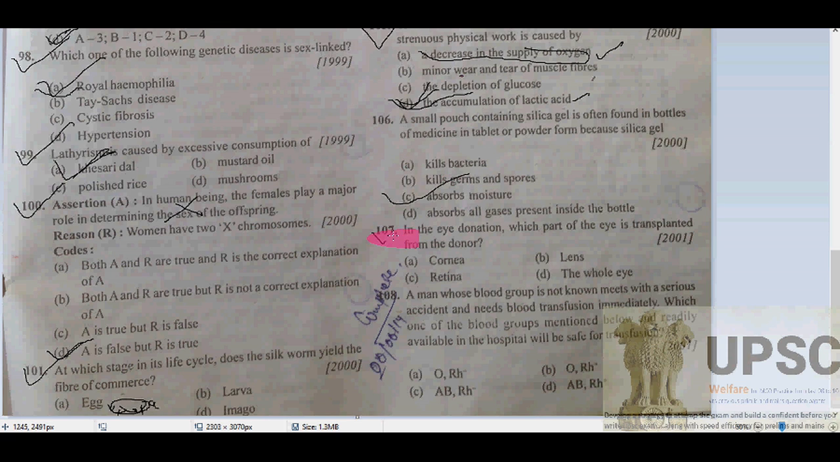Now in eye donation, which part is transplanted from the donor? This question has been repeated more than 5 times, to remind you that the part is nothing except the cornea. No other component can be transplanted from the donor to the receiver except the cornea. So remember that. Why? See 107.